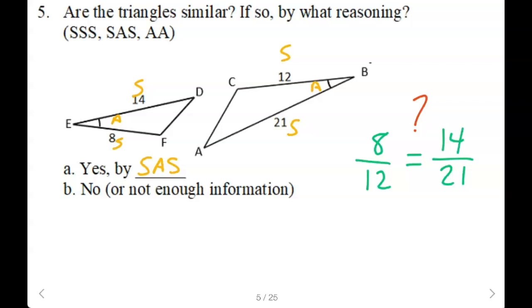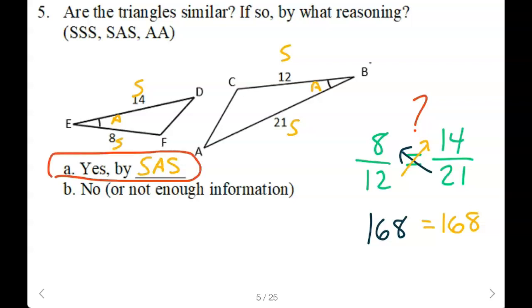So we can cross multiply. We can do 21 times 8, we get 168. And we could do 12 times 14, we get 168. These are in fact equal, so that means these triangles are similar by side angle side.